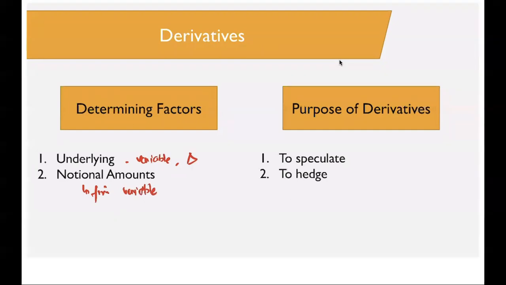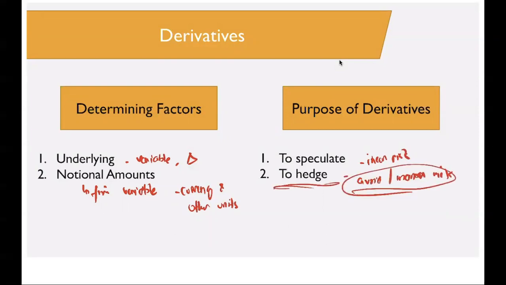Your fixed variable. So normally these are your currencies and other units. Okay? These are currencies and other units. So this is normally specified in the contract. Next, what is the purpose of derivatives? First is to speculate. This is, of course, to incur risk because you are speculating for a derivative. And next is to hedge, which is to avoid or manage risk. So what we talk about for this particular topic is the hedging to avoid or manage risk.